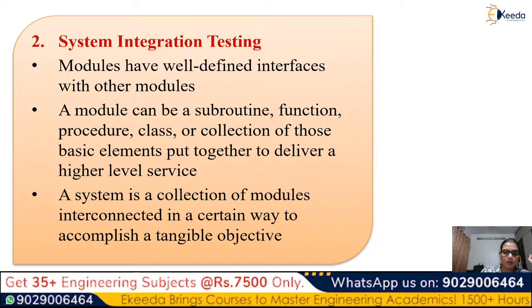Now, a system is a collection of modules interconnected in a certain way to accomplish a tangible objective. Suppose, as I said, a calculator. For the calculator, there would be modules like the digits module, the operations module, operators, and equal to. These modules have sub functions also, like 1, 2, 3, 4. These are the operations. When I click on button 1, button 1 should be displayed in my text box, and so on. So how will you do your system testing?